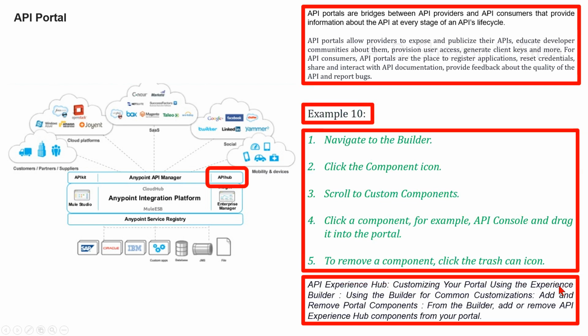Now we are considering adding and removing portal components using the builder for common customizations in customizing your portal using Experience Builder in API Experience Hub. From the builder, add or remove API Experience Hub components from your portal. Navigate to your builder, click the component icon, scroll to custom components, click a component, for example API console, or drag it into the portal. To remove the component, click the trash icon.